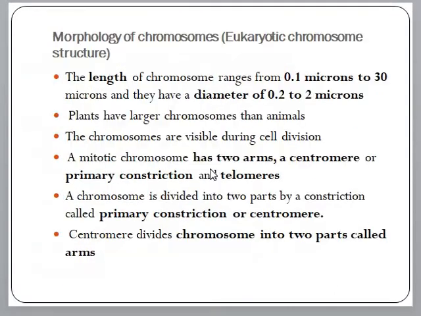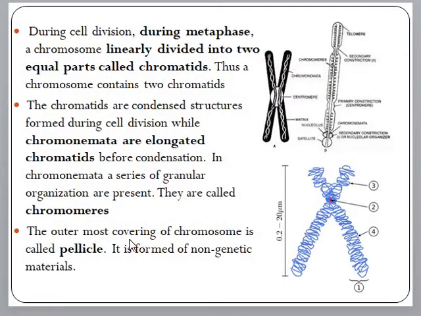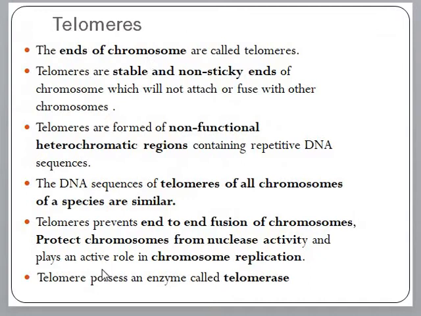If you see the diagram of a chromosome, it has a constriction in the middle, and that constriction is called the primary constriction or centromere. It will divide the chromosome into two at a mid position, and the two parts formed by this primary constriction are called arms. The end of the chromosome is called telomeres.